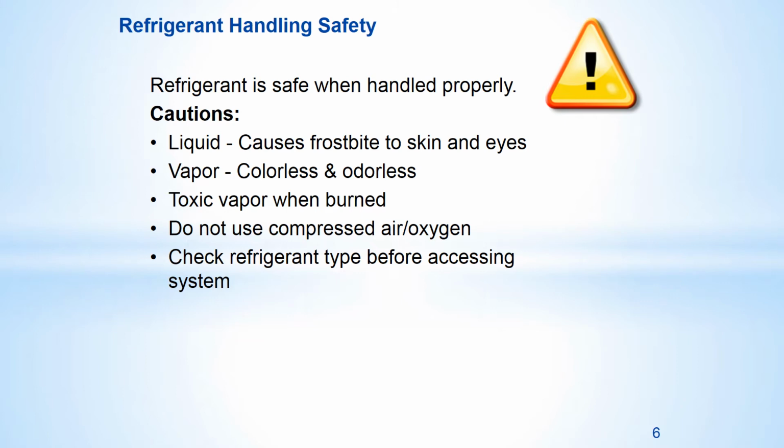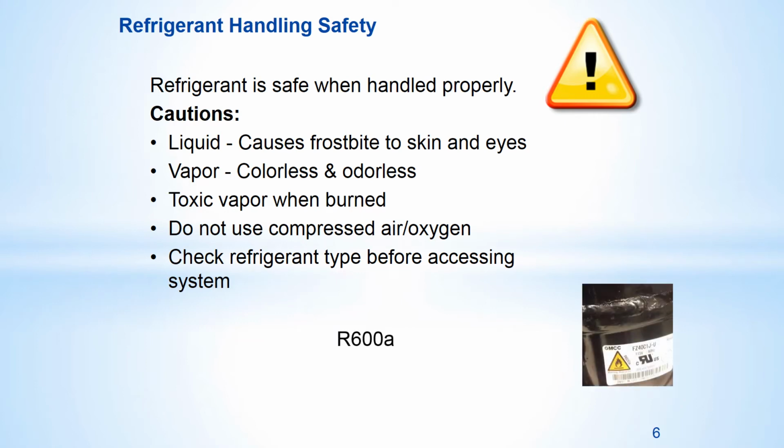Check the refrigerant type before accessing the seal system. R600A is being used in some products, and note that R600A is an isobutane and is flammable. Always check the model and serial data tag and/or the compressor sticker for refrigerant type before entering the system. Sears and A&E technicians must be trained on flammable refrigerant prior to servicing the product manufactured for use with flammable refrigerant.